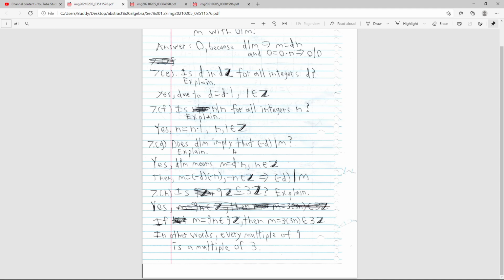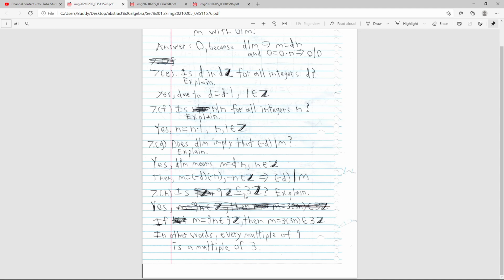Does d divides m imply that negative d divides m? Probably one of the more tricky ones out of all of these. It's true, yes, because d divides m means m equals d times n with n in Z, and from there you can say that m equals negative d times negative n, because that'll give you positive m still. You make d and n negative. This implies that negative n is in Z, so that means that negative d divides m. We're just really messing around with basic things.